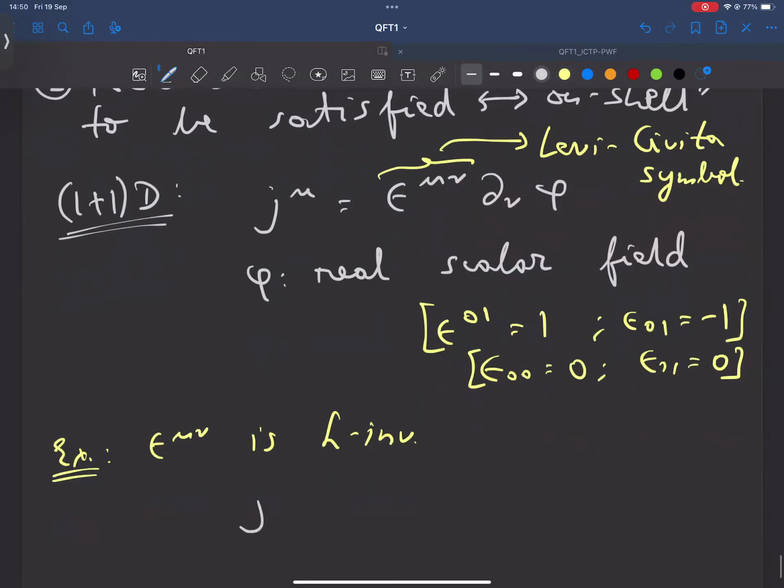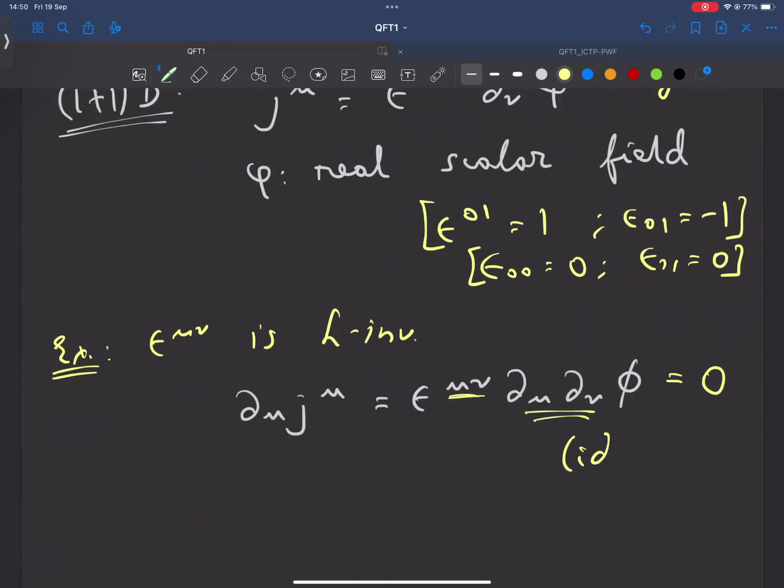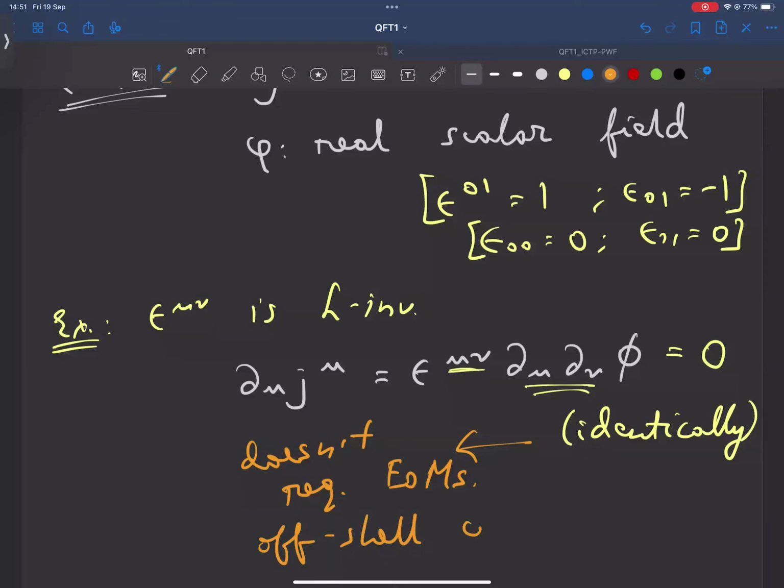So now let's look at this quantity. Let's take the divergence of this. This is a constant matrix, so what does this become? Now you can see that this is antisymmetric, but this is symmetric because partial derivatives commute. So this is actually 0, and this is 0 identically. What does it mean to say identically? That it doesn't require anything else. In particular, it doesn't require the equations of motion to be satisfied. So this is what is called an off-shell conservation, or an off-shell conserved current.